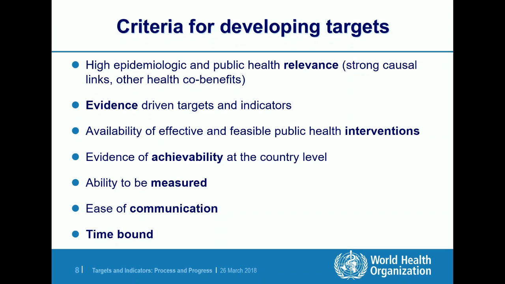So in developing these targets, WHO, along with UN partners, considered a number of criteria that were used in order to identify targets that would be appropriate. These criteria are listed here, and I'll go through them. The first was high epidemiologic and public health relevance. That is, strong causal links between what could be targeted and what could be seen as a reduction in the overall number of deaths or injuries.